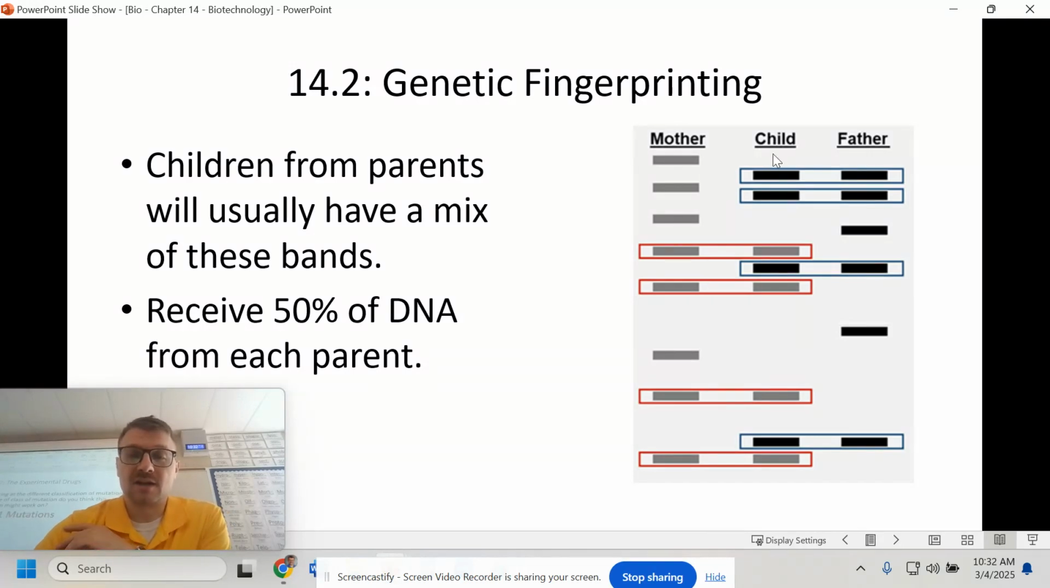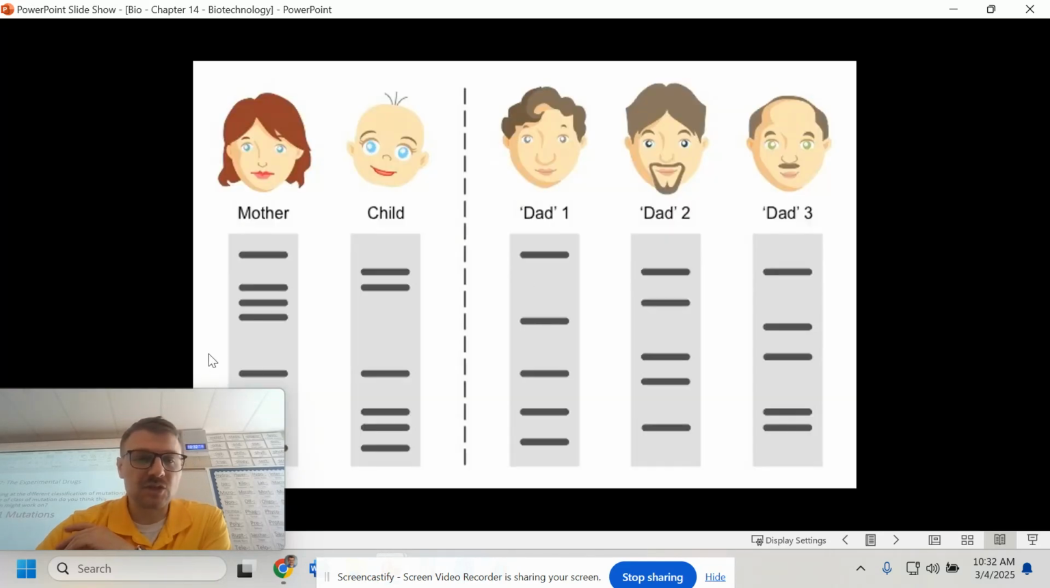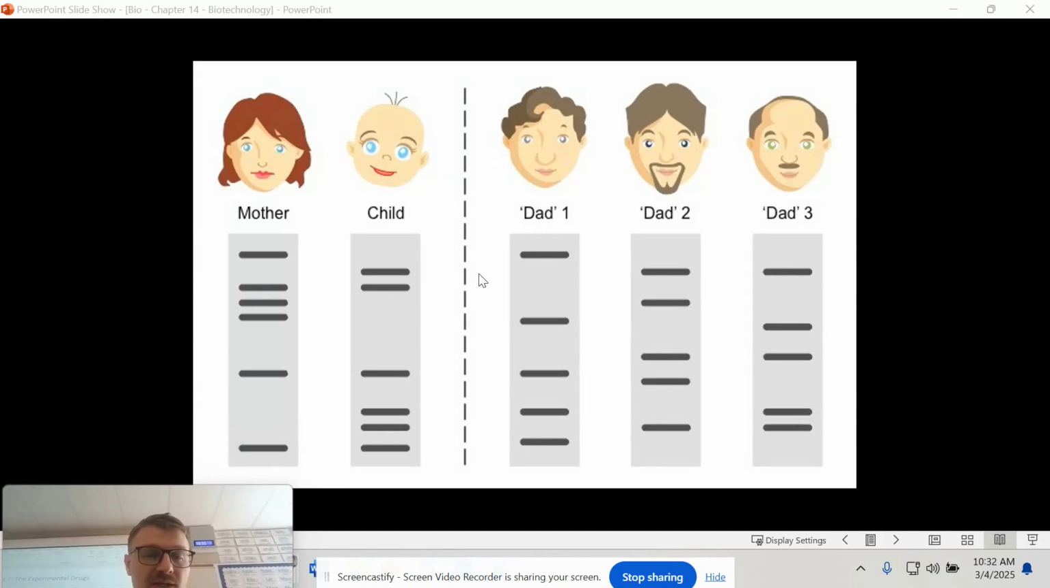You can see here, this child has half of the fragments that come from mom and half the fragments that come from dad. Like in this case, you can see the mom here has all of these fragments. The baby shares some of the fragments, but this fragment doesn't come from mom. So that means it has to come from dad. So that means dad 1 can't be the real dad.